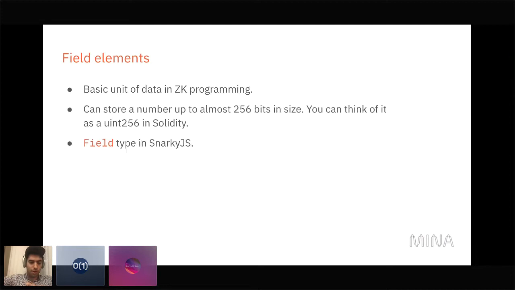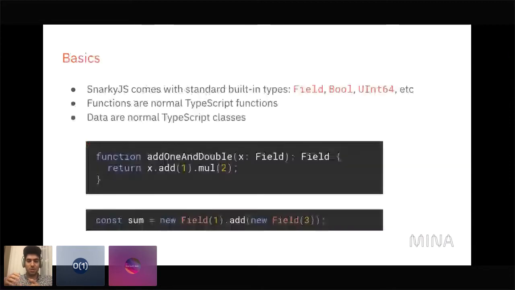When you're programming, you can use everything that you're comfortable with in TypeScript. So normal functions, normal data, JavaScript objects, TypeScript classes. SnarkyJS comes with a couple built-ins: field, bool, uint64, standard things. There's a few crypto things. If you look at that first code sample here, this is an example function that takes a field element and returns a field element. What are we doing? We're adding 1, and then we're multiplying by 2.